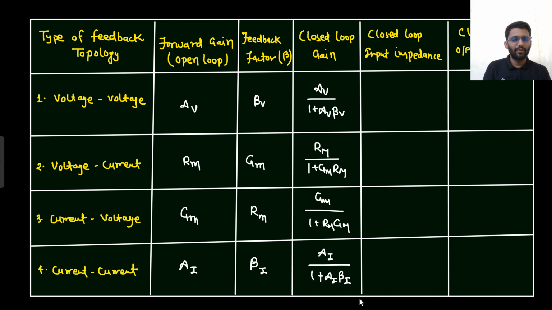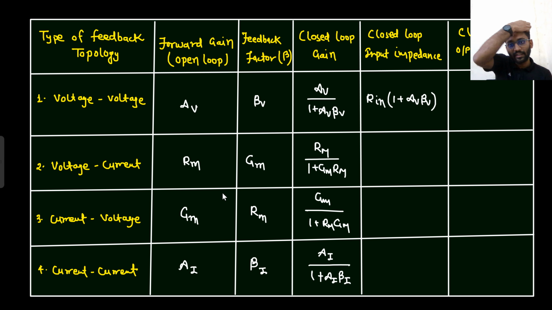What about the closed loop input impedance? So for a voltage amplifier, what will happen? Input impedance will increase or decrease? It will be increased. For a voltage amplifier, input impedance will be increased. So Rin, that is the open loop impedance. So closed loop impedance would be Rin into AV beta V.